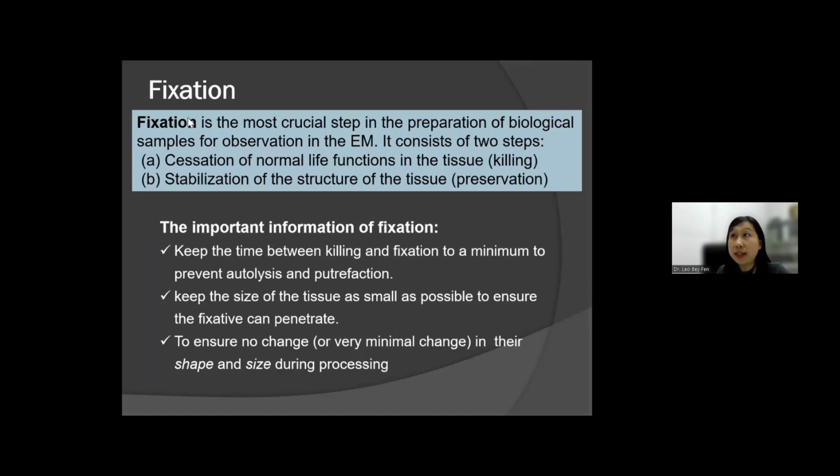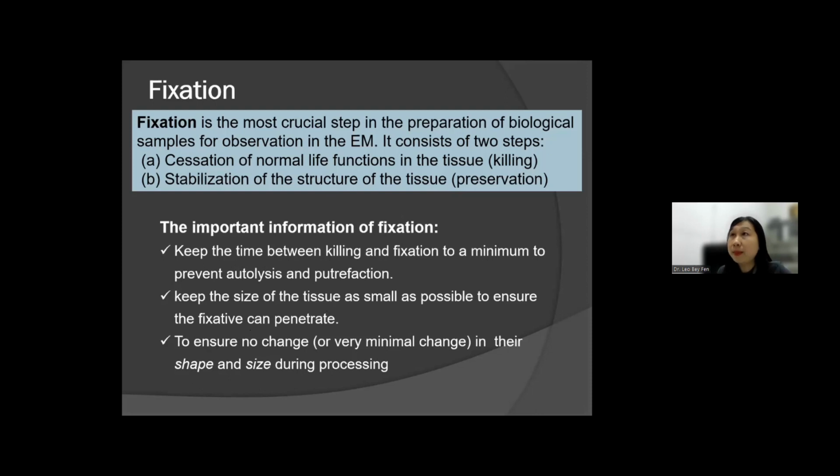For fixation, this is a very important step in the preparation of a biological sample for the EM. No matter SEM or TEM, we need the fixation method. It consists of two major steps. First is killing, stopping the normal life function of the tissues, and second is preservation, stabilizing the structure of the tissue samples. We would like to keep the time between the killing and the fixation as short as possible. We also keep the size of the tissues as small as possible to ensure the fixative can penetrate through, which ensures no changes in shape and size during sample processing.